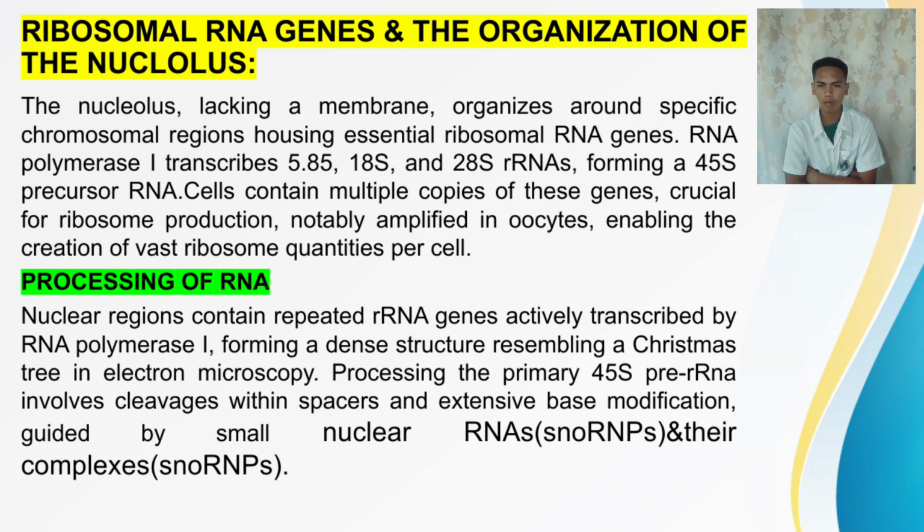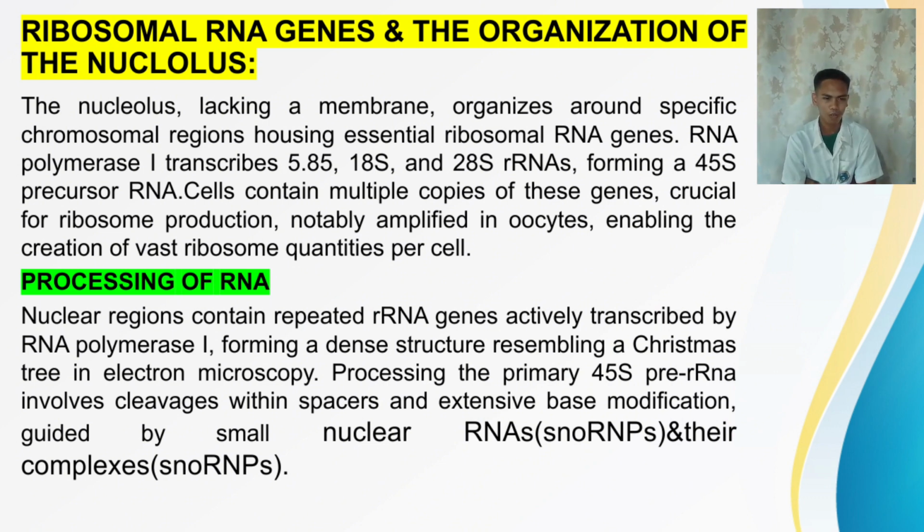Cells contain multiple copies of these genes, special for ribosome production, allowing the creation of vast numbers of ribosomes per cell. Processing of RNA: nuclear regions contain ribosomal RNA genes actively transcribed by RNA polymerase, forming a structure resembling a Christmas tree.